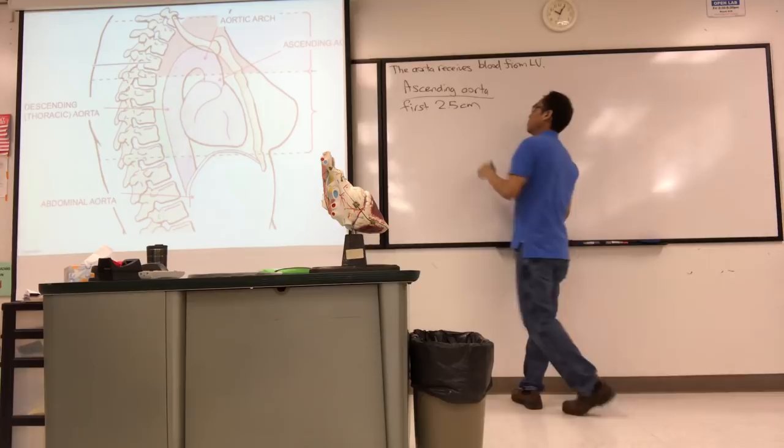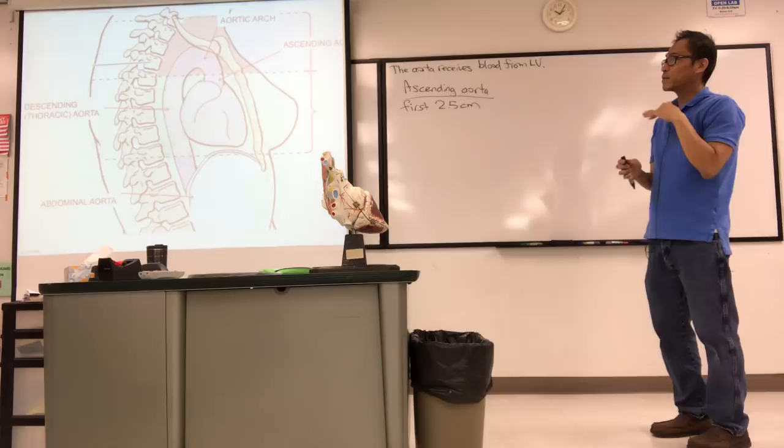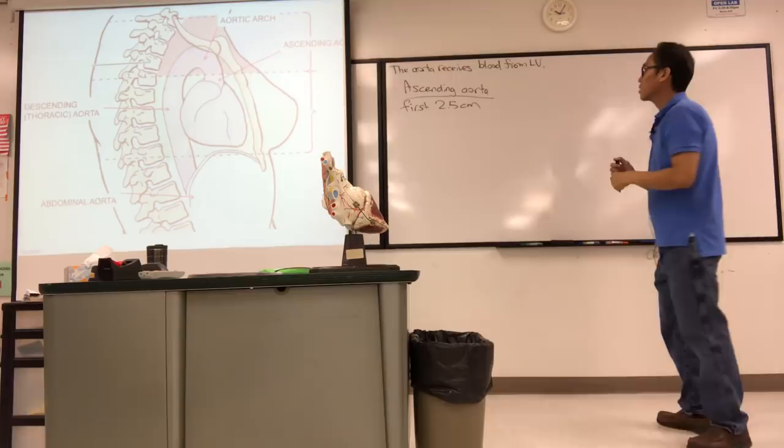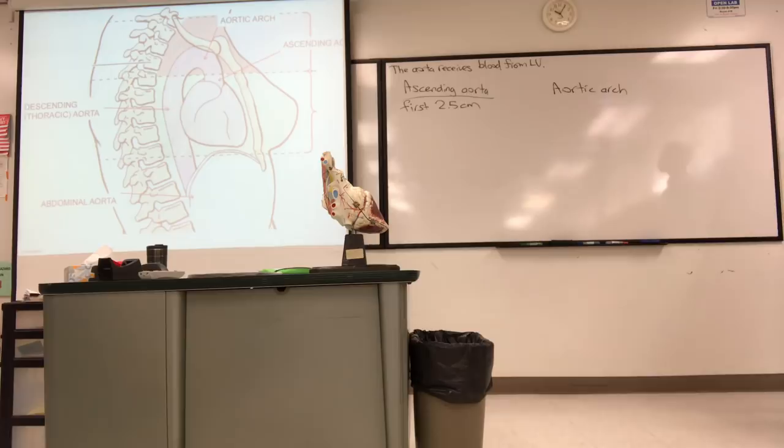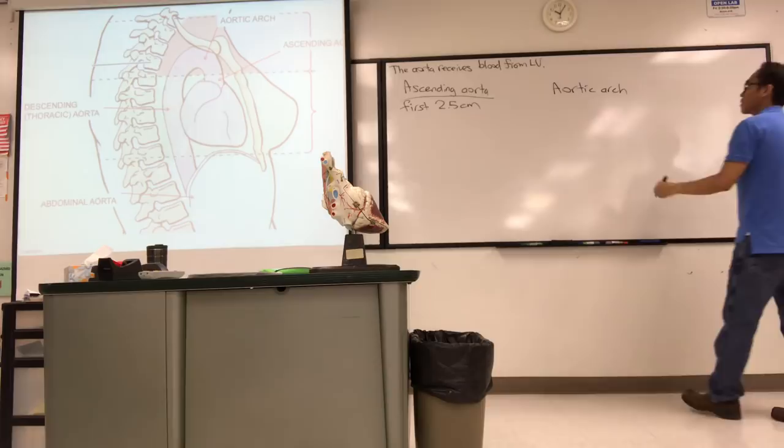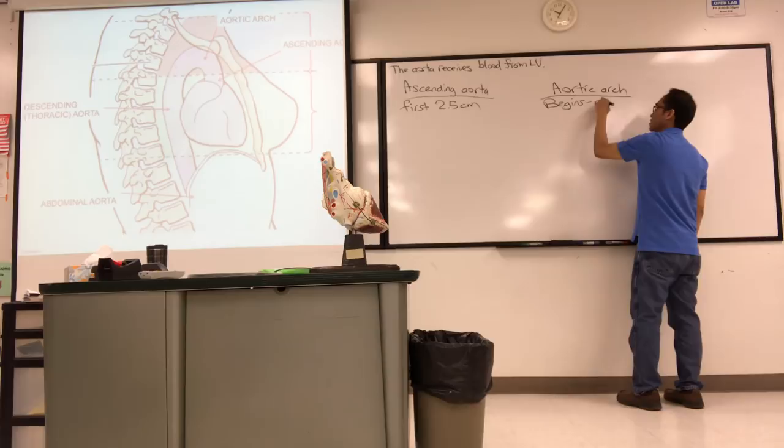And at about the level of the T4 vertebra, the name changes to aortic arch. The aortic arch is an arch, so it begins at the level of T4 and it ends at the level of T4. Begins, ends at T4. About that level. And that's kind of what's being illustrated there.